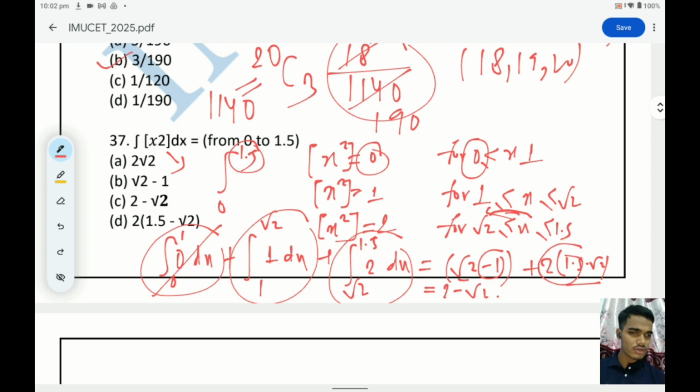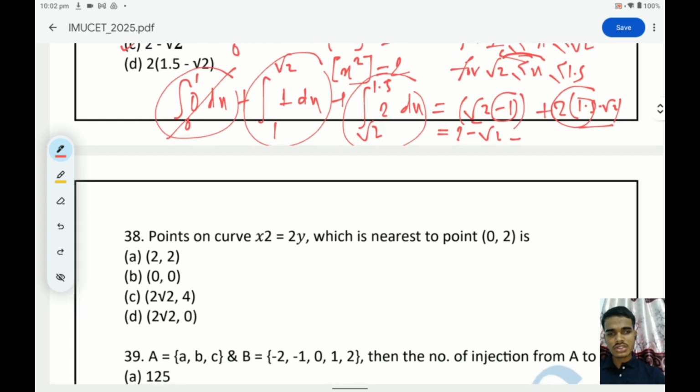So our final value is 2 minus root 2. So option C will be the correct answer. Okay, let's go for question number 38.